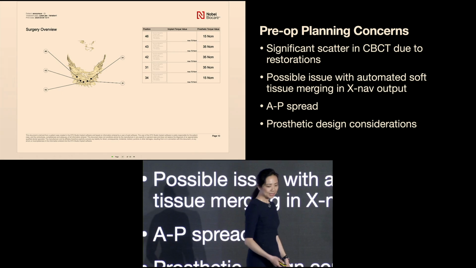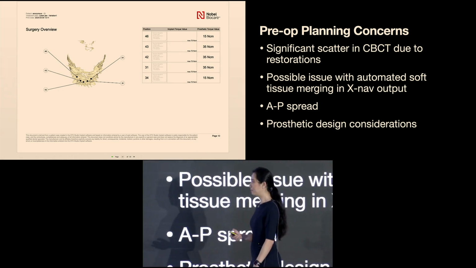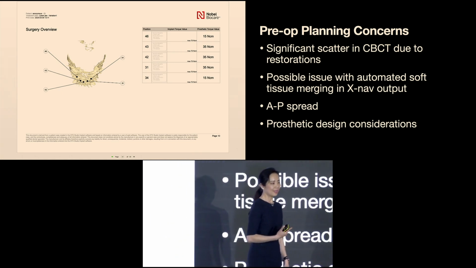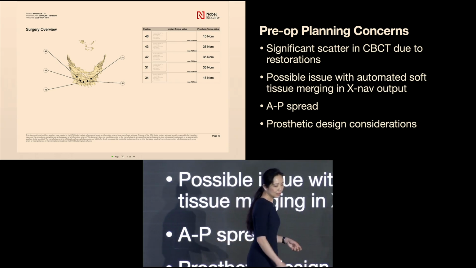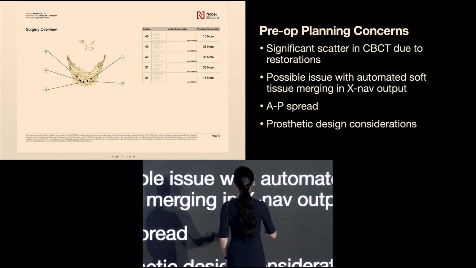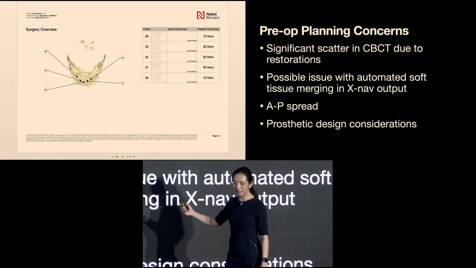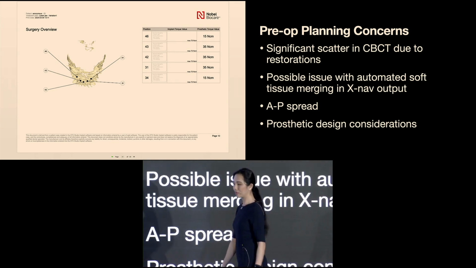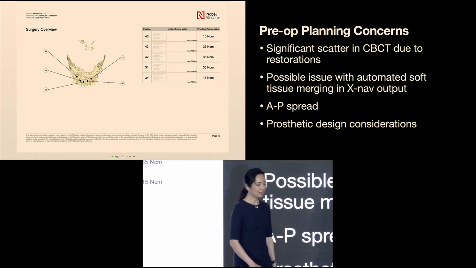And so we tried to clean up the data a little bit, but we already knew from the start that because this patient had so many pre-existing crowns, that we might have to do some kind of occlusal adjustment as part of finishing. Because with all that scatter, there's going to be an issue with automated soft tissue merging, and secondarily, the issues that we are considering with the AP spread and prosthetic modifications needed to compensate for the AP spread, if that happened.